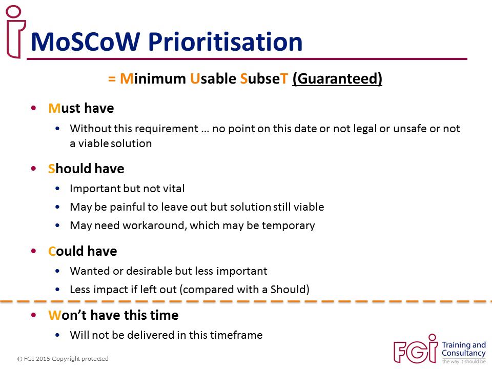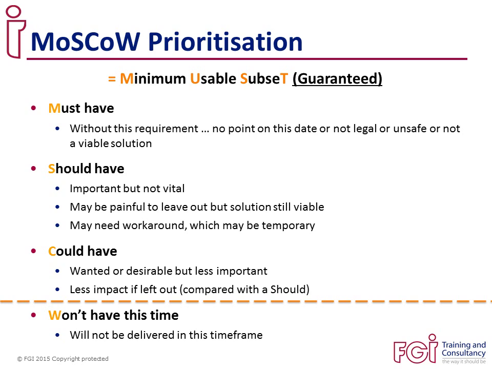This allows us to analyse the work that's required and categorise it as either a must-have, should have, could have, or won't have this time requirement. Must-haves are absolute. If you can't deliver a must, then you may as well not carry on. Should-haves are very important, but a working solution can be delivered without them. It's just that we might need to work around the situation in the meantime until we can actually get the should-have delivered.